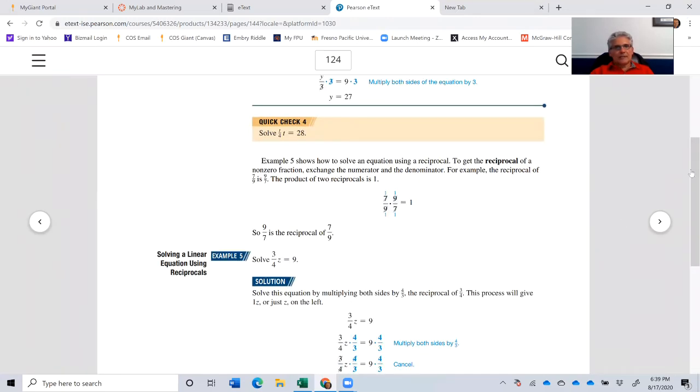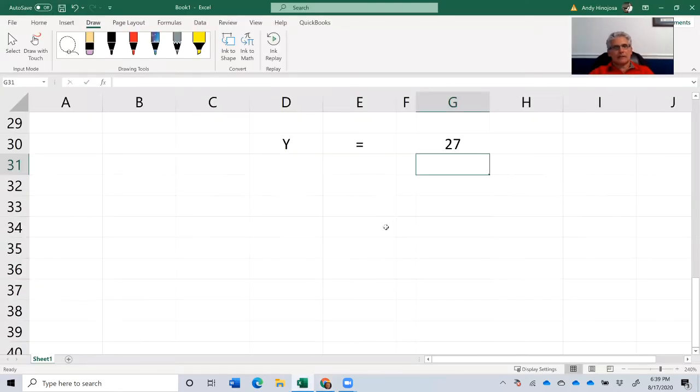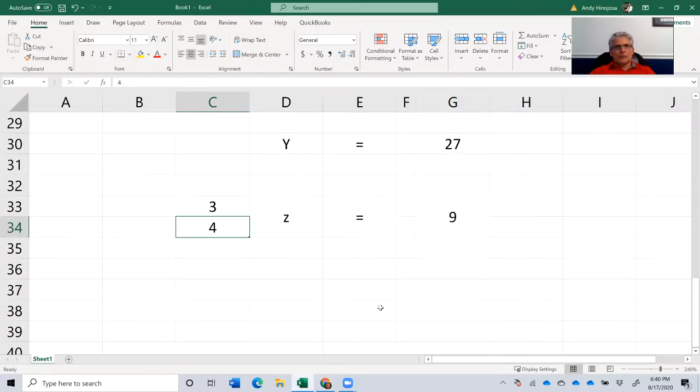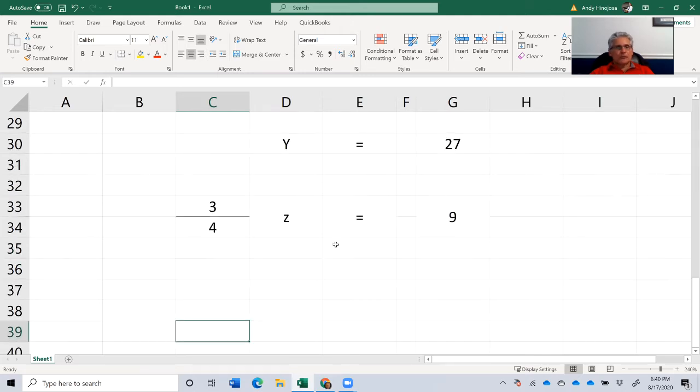Moving on to the next, solve 3/4 z equals 9. Okay, so here's the equation, 3/4 z equals 9. That's like saying 3/4 times z equals 9. We want to isolate the z. How do we isolate the z?